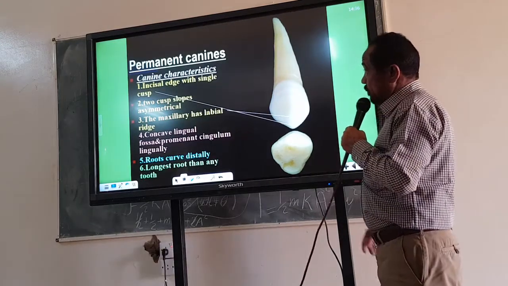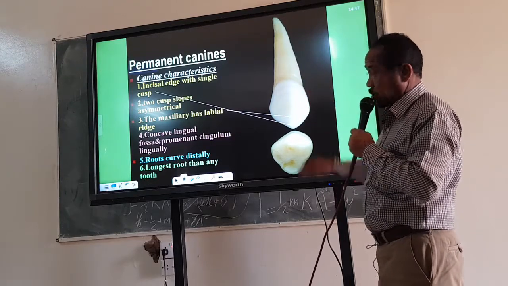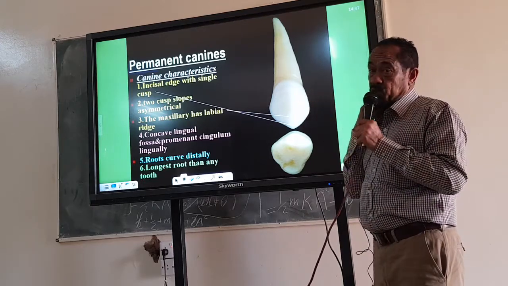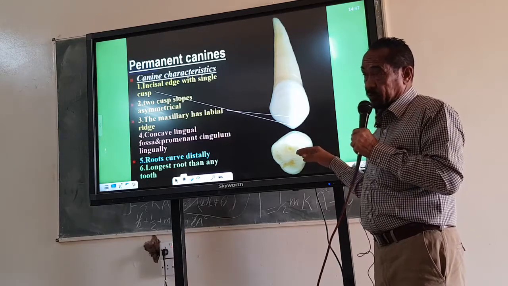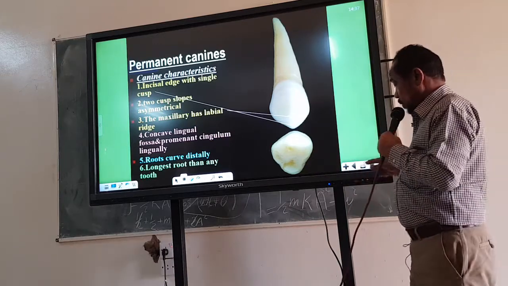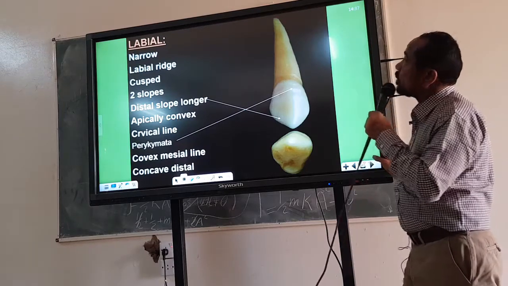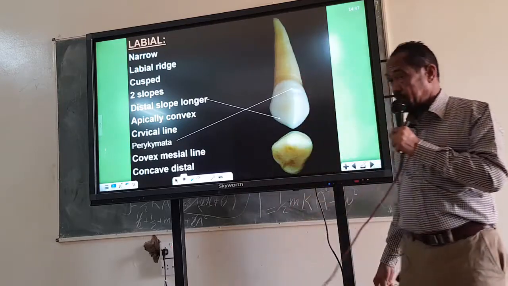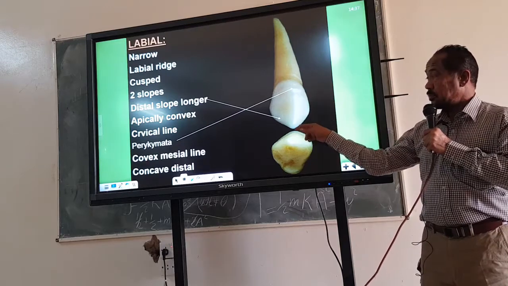The maxillary is characterized by this elevation, we call it cusp ridge, and there are perikymata. These are especially for the maxillary, but in general canines have a cusp. From the cusp there are two cusp slopes. Then we come to the detailed description of each surface of the canines. Now we are looking at the labial surface. Describe the morphology of the labial surface of this canine, the maxillary canine. What is this?